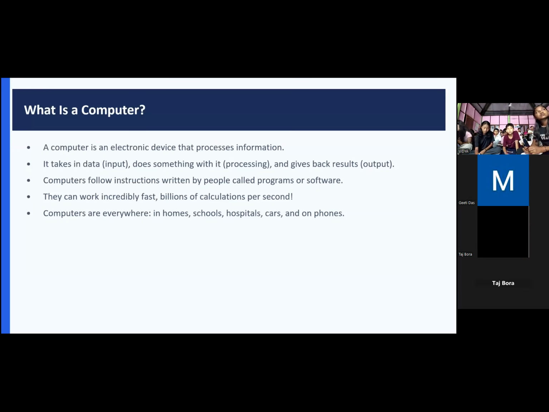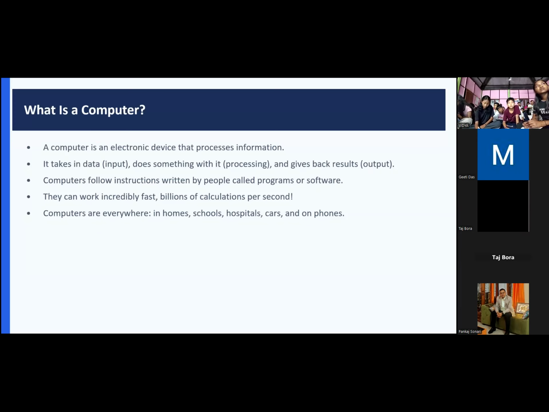So if we want to know the important things about a computer, we can write this down: a computer is an electronic device that processes information. When it processes information, this means that it takes data in some type of form and does something to it and gives it back in some type of other form. So that is essentially input and then output. And we will learn about that later through the course.